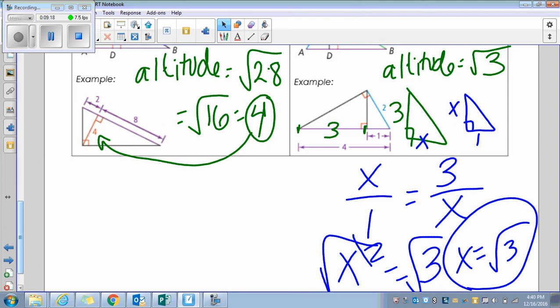So even if you do forget that when you draw in an altitude, it splits apart the hypotenuse, you have to multiply those together and take the square root of it in order to get the altitude. Even if you forget that, you can solve for the altitude by using ratios instead.